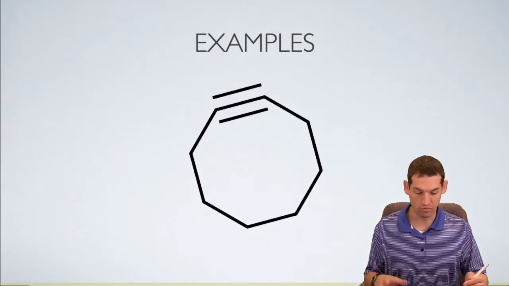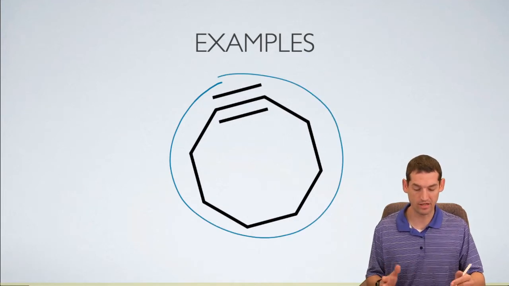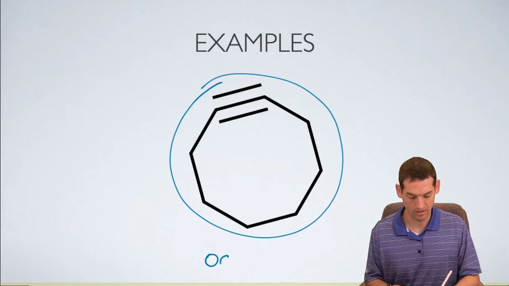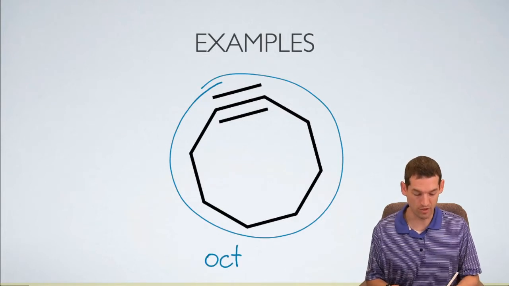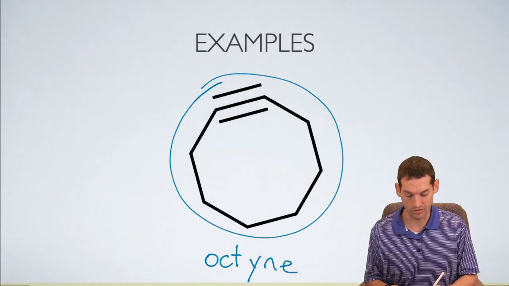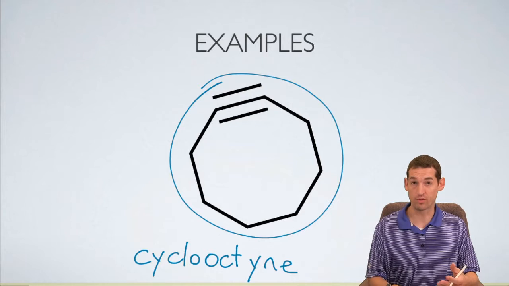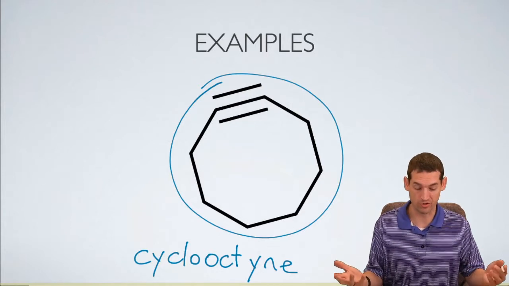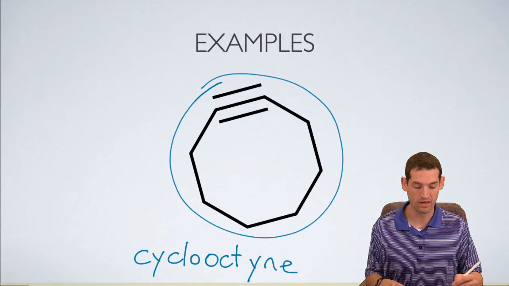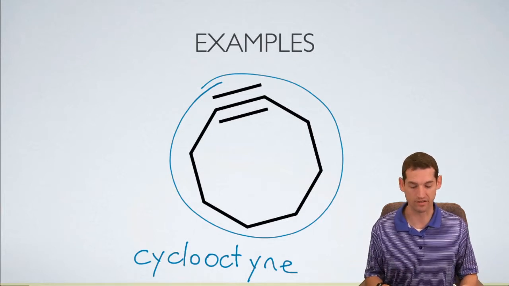Okay, again, no branching, so it's all parent. It's an 8-carbon ring, so it's an oct. It has a triple bond, so it's an octyne, and it's a ring, so it's a cyclooctyne. I don't have to number where that triple bond is though, but because it's a ring, there is no start, there's no beginning. I can number it wherever I want. And so since I can number from wherever I want, if there's no branching, it's unnecessary to add in the numbers.